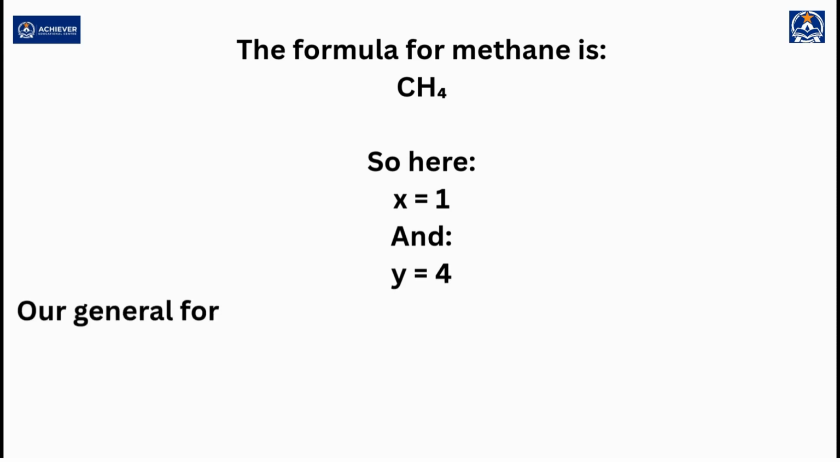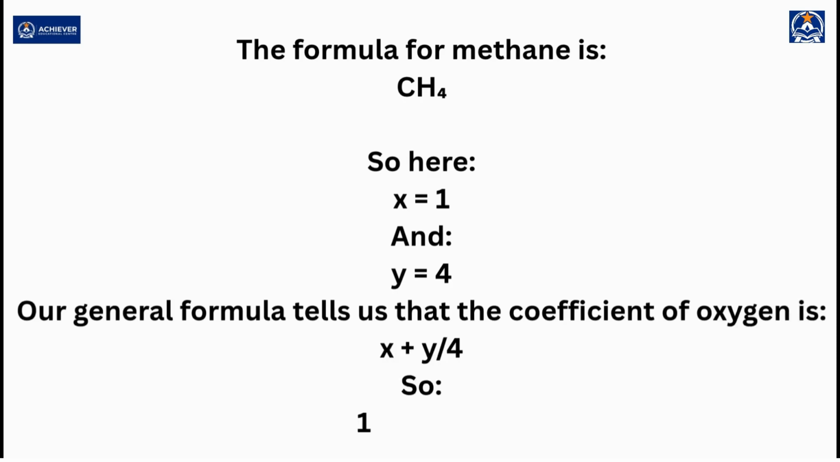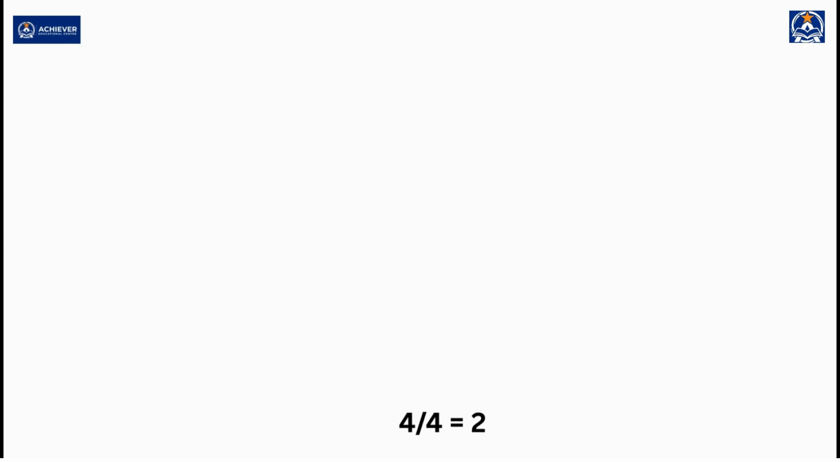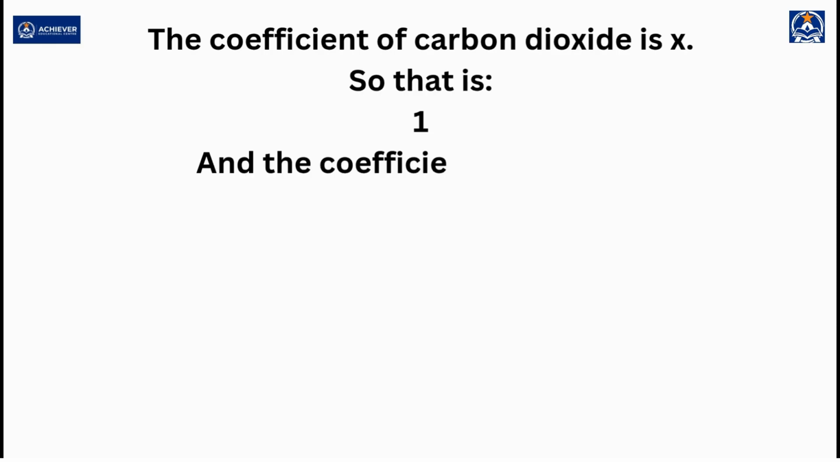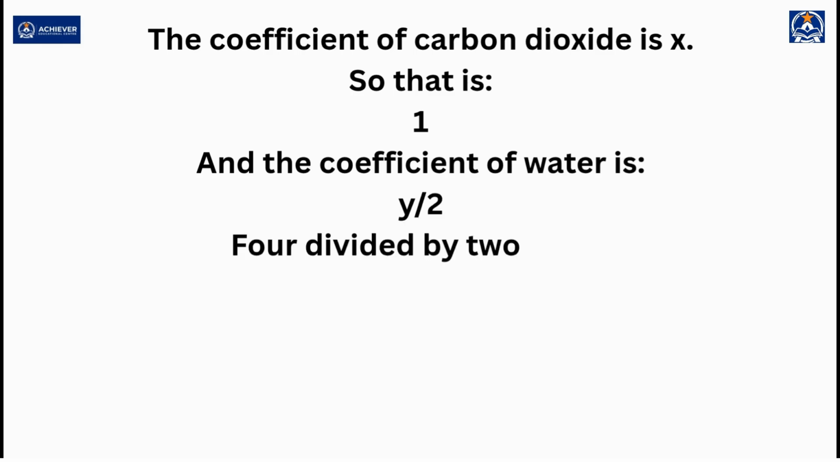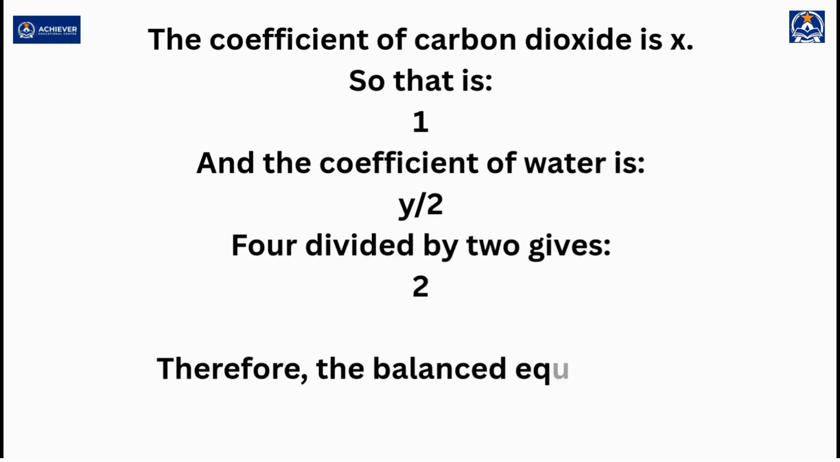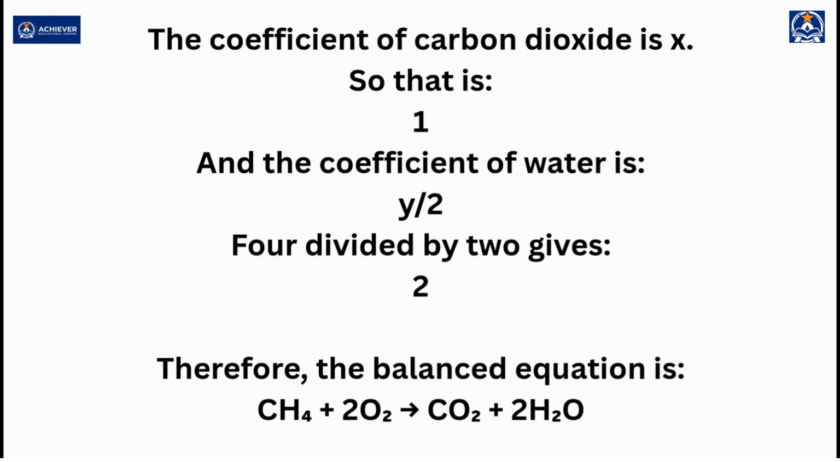Using methane as an example, the formula for methane is CH4. So here, x equals 1 and y equals 4. Our general formula tells us that the coefficient of oxygen is x plus y over 4. So, 1 plus 4 over 4. That gives 2. The coefficient of carbon dioxide is x. So that is 1. And the coefficient of water is y over 2. 4 divided by 2 gives you 2. Therefore, the balanced equation is CH4 plus 2O2 gives CO2 plus 2H2O.